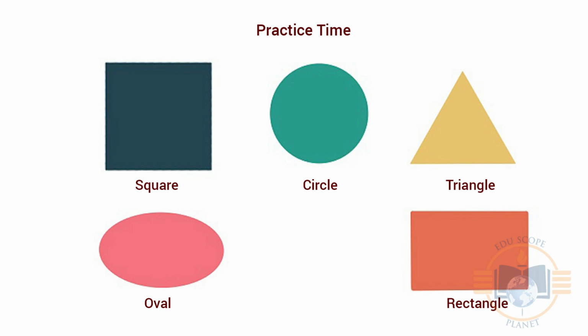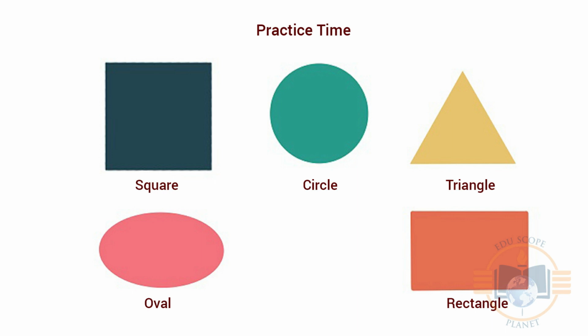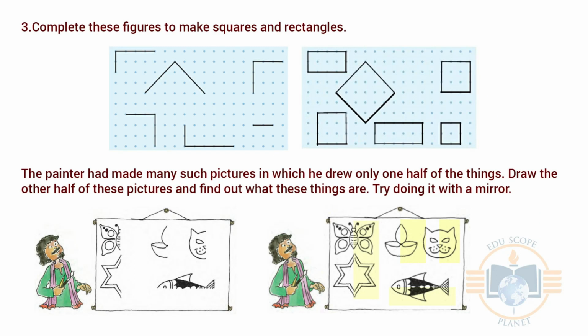Now look at this picture. There are some shapes. You should know these shapes properly. First one is square. Second, circle. Third one is triangle. Next one is called oval shape. And the last one is called rectangle. Complete these figures to make squares and rectangles. Now, I'm sure you can easily do that because you have a clear concept of rectangle, square, oval, triangle, everything.